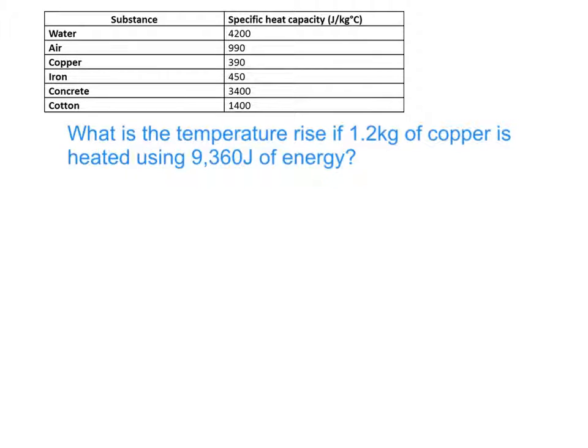Now let's have a look at this question. There are a couple of ways that it could be approached. The first, we'll use my favourite method. So let's have a look. We have the mass of copper and we have how much energy is being used to heat it, and then we look for the specific heat capacity.